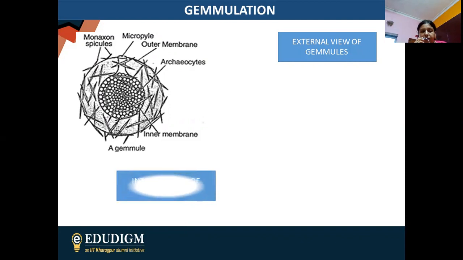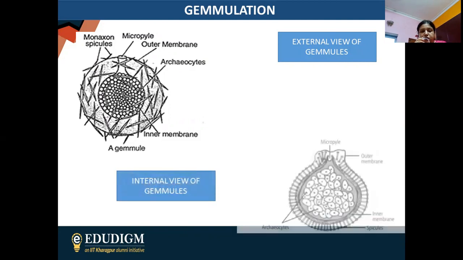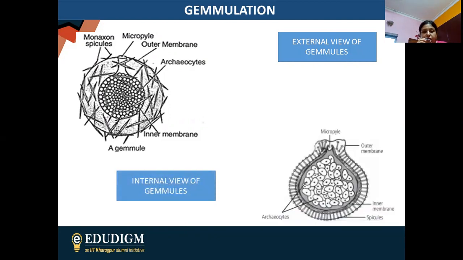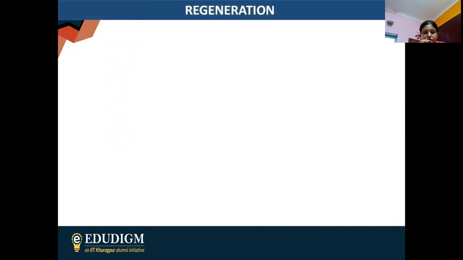Next, we have the internal view of gemmules. Here again we view the internal portion of the gemmule: outer membrane, inner membrane, spicules, and finally the archaeocytes. So these are the two views of gemmules, and they are also produced in unfavorable conditions. After this, the next process is regeneration.